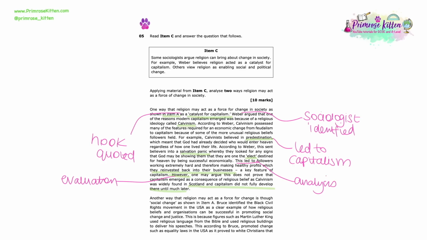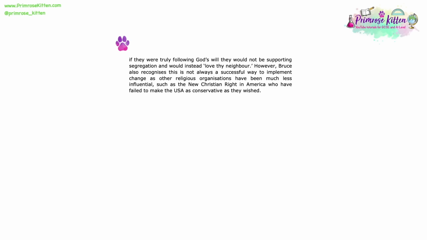So our second point then, another way that religion may act as a force for change is through social change, as shown in item A. Bruce identified the Black civil rights movement in the USA as a clear example of how religious beliefs and organisations can be successful in promoting social change and justice. This is because figures such as Martin Luther King used religious language from the Bible and used religious buildings to deliver his speeches. This, according to Bruce, prompted change such as equality laws in the USA, as it proved to white Christians that if they were truly following God's will, they would not be supporting segregation and would instead love thy neighbour.